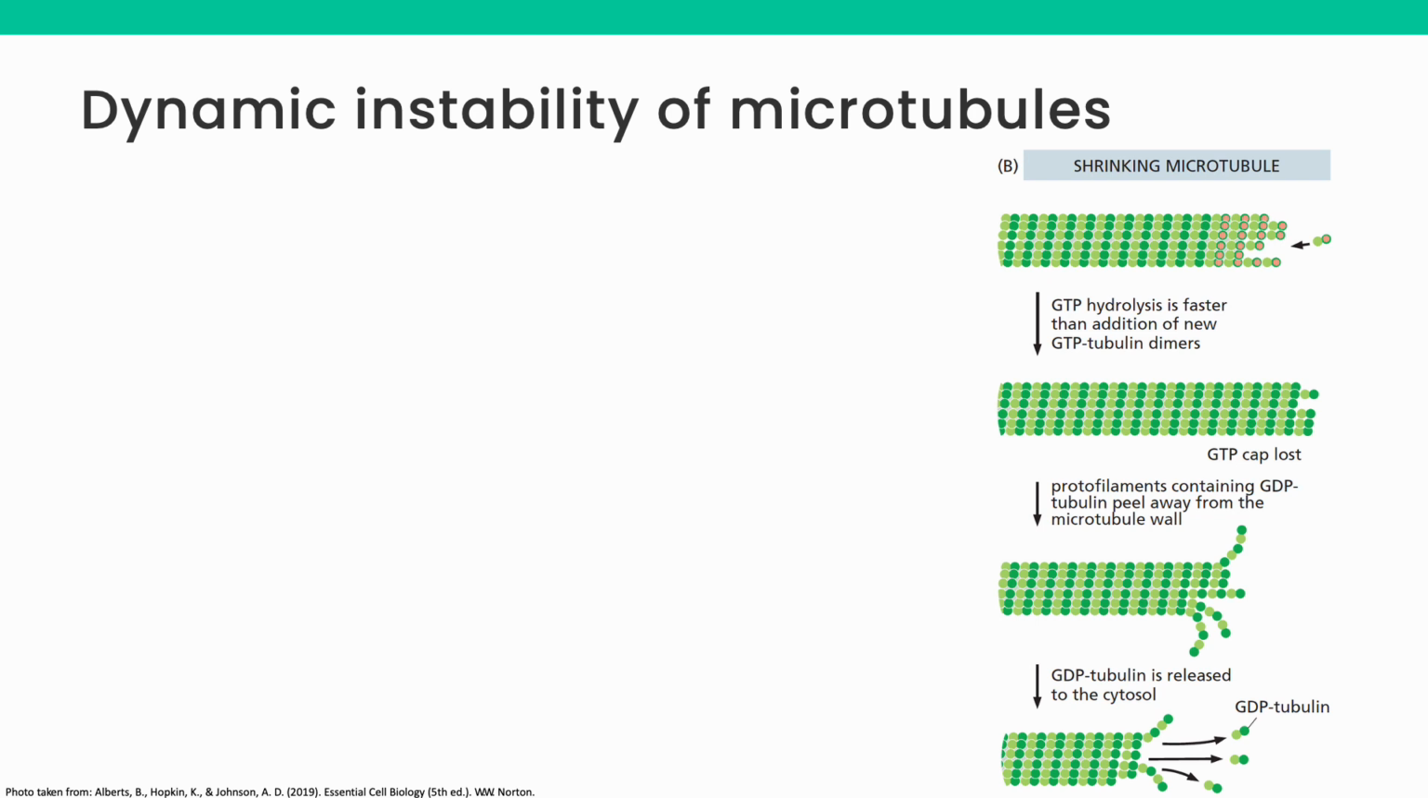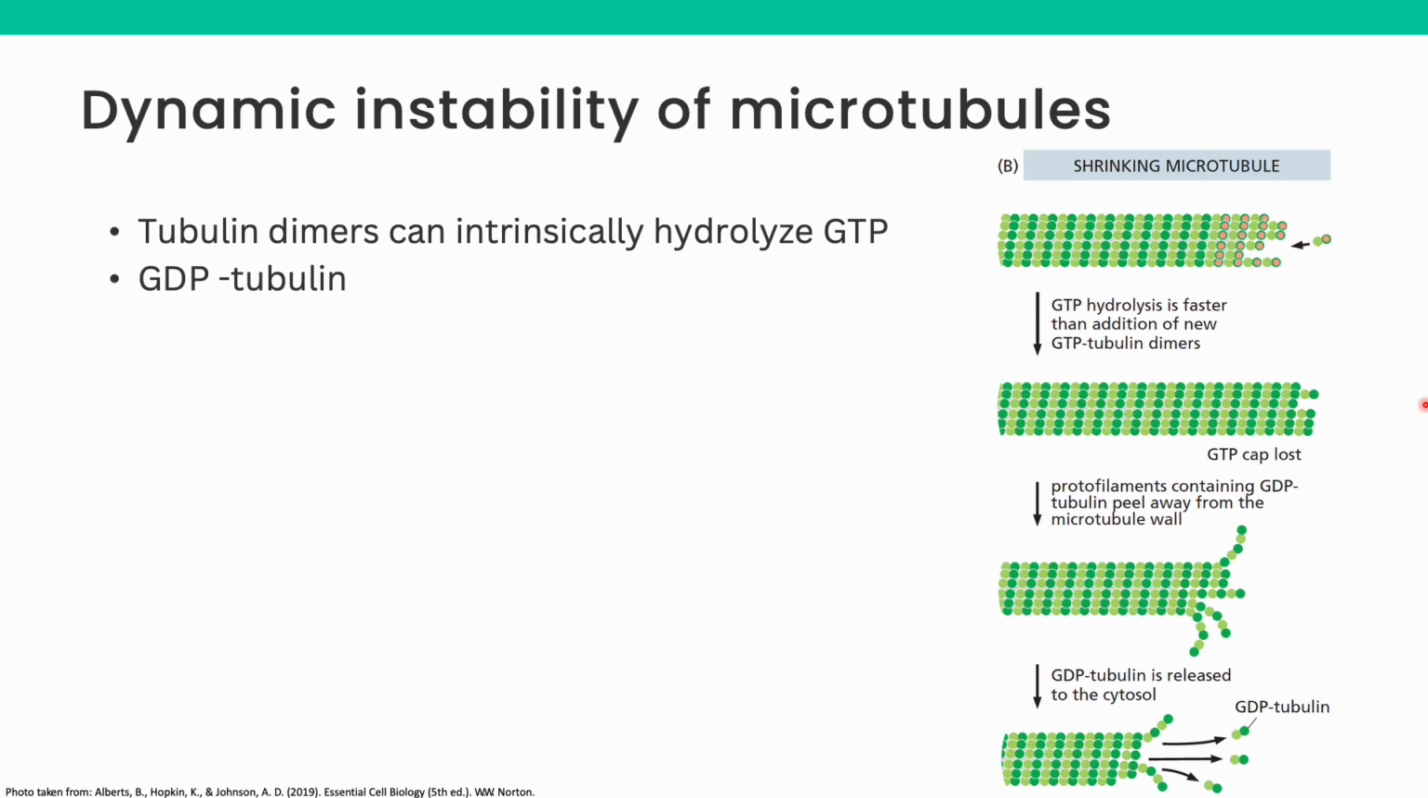This time, let's talk about how the microtubules shrink or go back into the centrosome. Our tubulin dimers can intrinsically hydrolyze GTP, and this occurs soon after they attach to the growing microtubule. Now our GDP tubulin, which is the one that you can see here on the end of our shrinking microtubule, associate less tightly with one another.